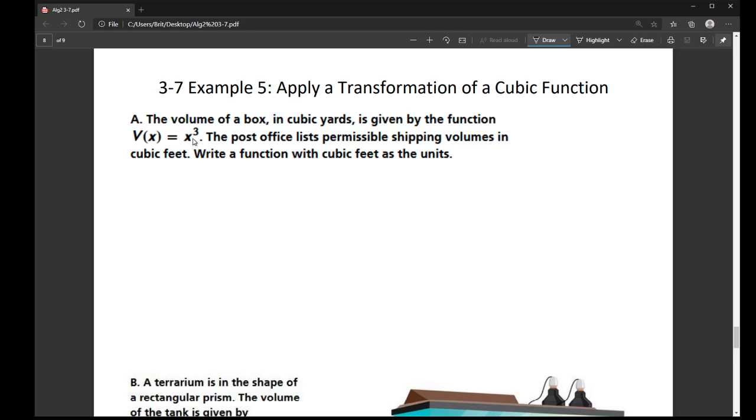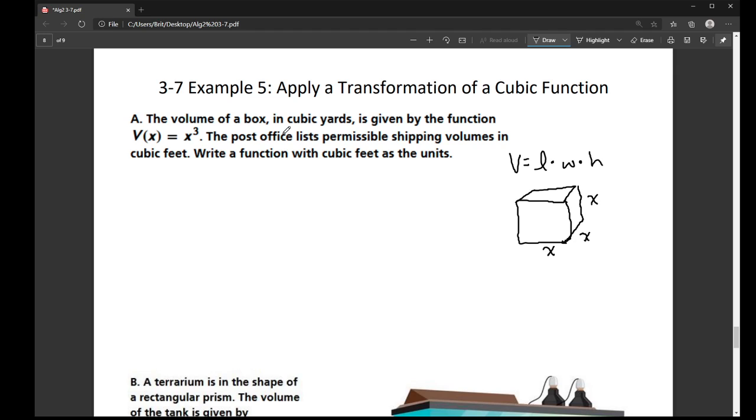in cubic yards. Now remember, a volume is the length times the width times the height. And so if we're talking about a box, and it's just saying x cubed, that means that the length is x, the width is x, and the height is x. So this is actually a perfect cube box.